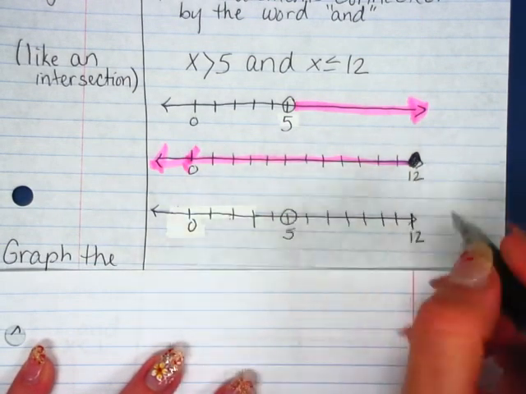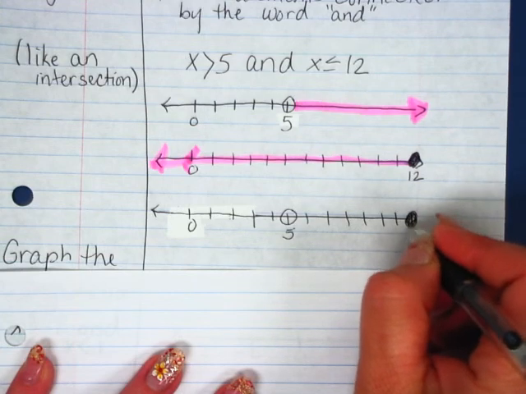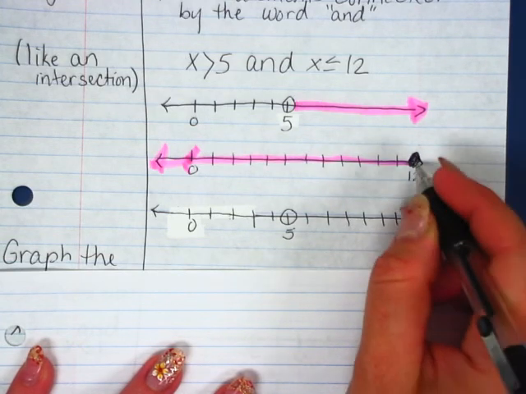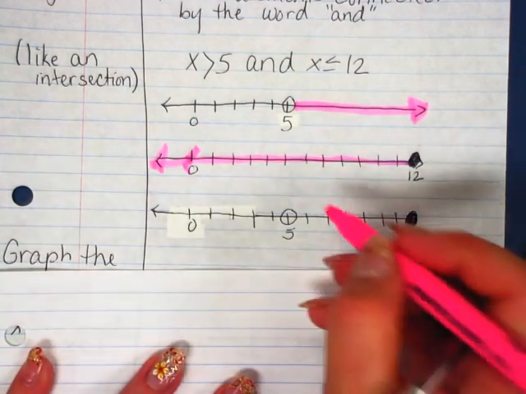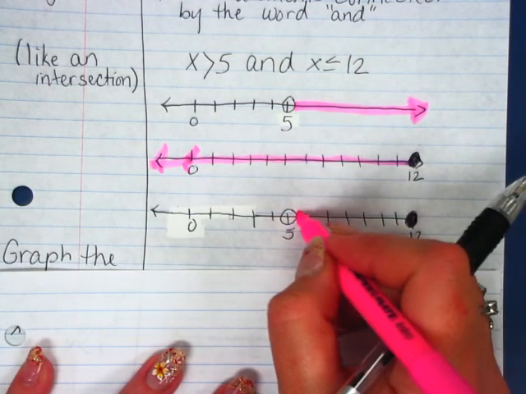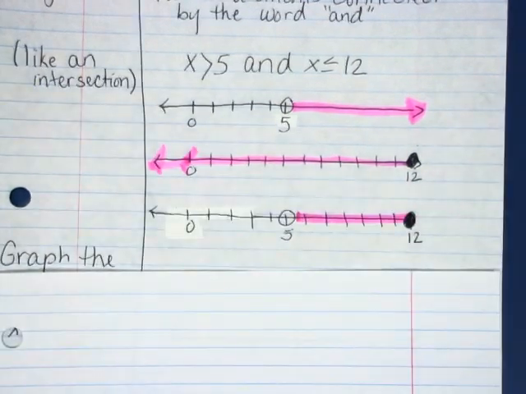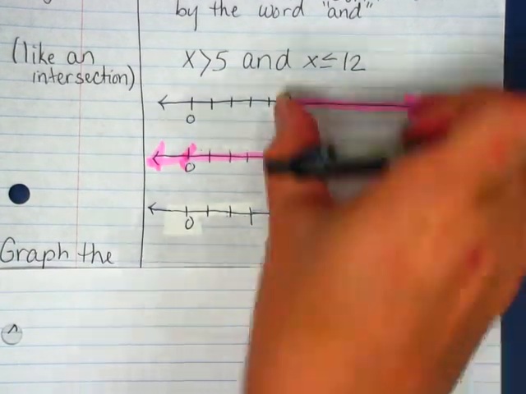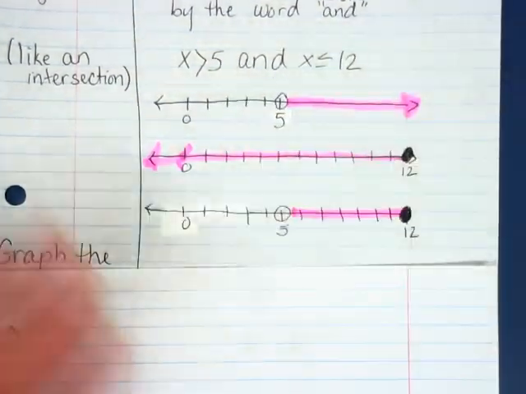So we have our two circles. Remember that your 12 is closed because it was an equal sign. So if it's greater than 5 and less than or equal to 12, it's where the two would come together, right here in between the two numbers.